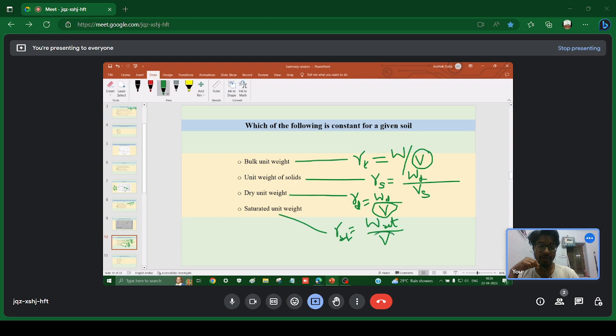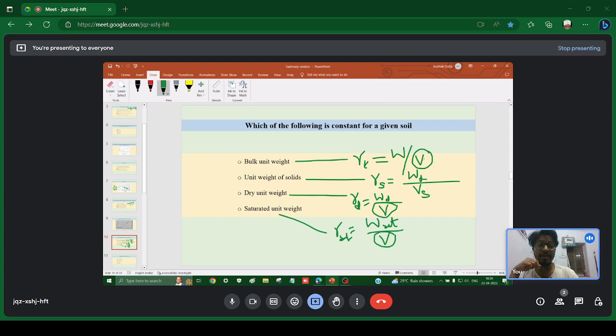We have V, the total volume of the soil, as the denominator. But if we are concerned about the entire volume of soil, which has water and air in it, then due to expulsion of air or water, the volume might change, and so this volume might not be constant for the given soil. And if V is not constant, then gamma will also not be constant. Gamma will also be changing.